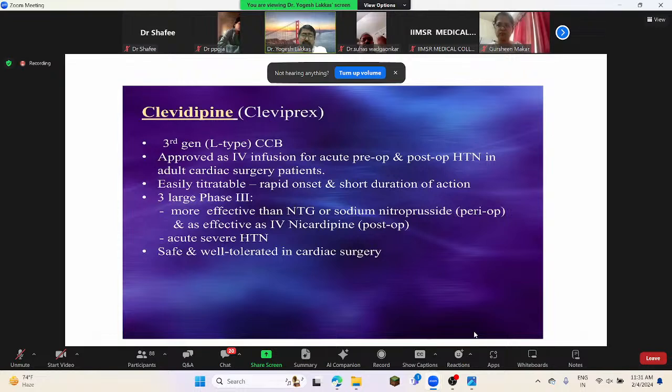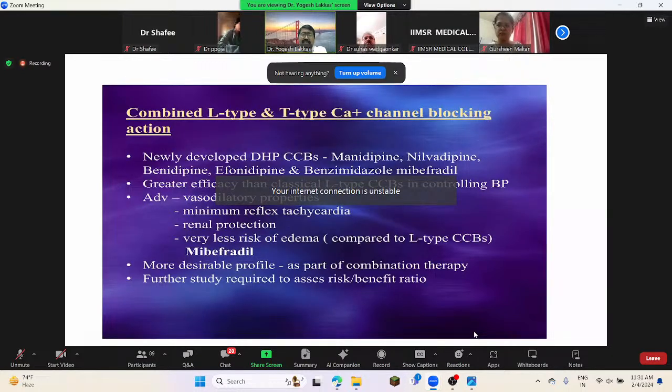We can use this molecule in severe hypertension. Then there are combined L type and T type molecules. These are various molecules available. Benidipine is available in the market. The others have been tested upon.